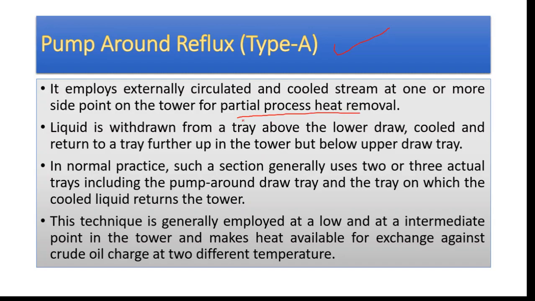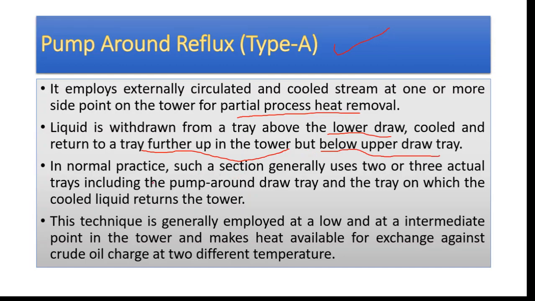This is the example where the top refluxes are there. This is the additional pump around, along with the top reflux. These are the intermediate refluxes, pump around one. So what happens here is that the liquid is withdrawn a tray above the lower draw tray, cooled, and returned back to the tower, but below the upper draw tray. That is the important thing. We'll show you the diagram also.